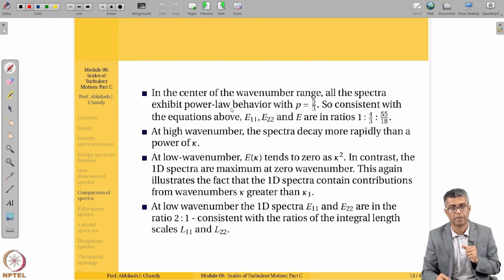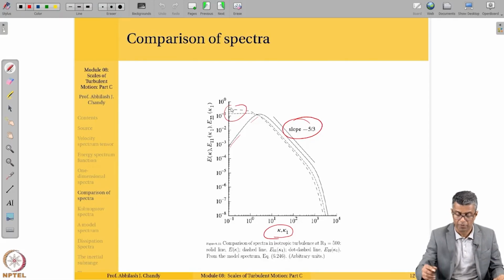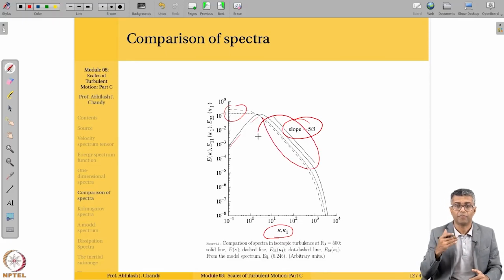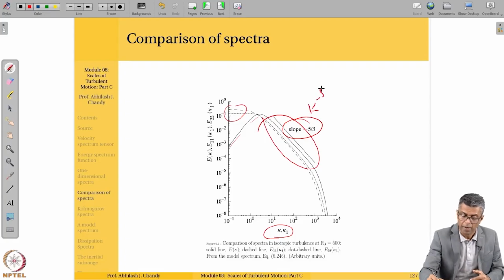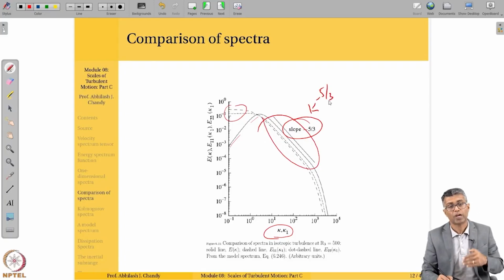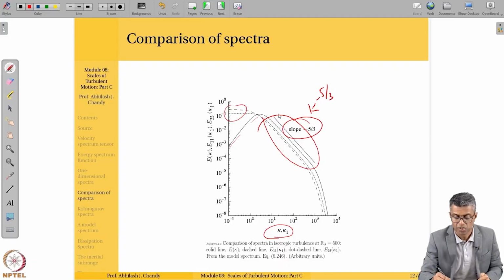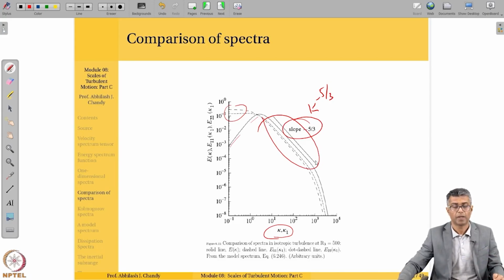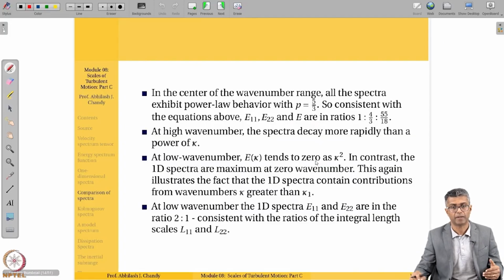So let's make some observations. In the center of the wave number range, all the spectra exhibit a power law behavior. Here you go, this is the center of the wave number range where all the spectra exhibit a power law behavior. They vary as kappa to the minus 5/3. And that is why on a log scale, you are going to have a straight line with a slope of minus 5/3. Because it is kappa to the minus 5/3, on a log scale it's going to be a line with a slope of minus 5/3.